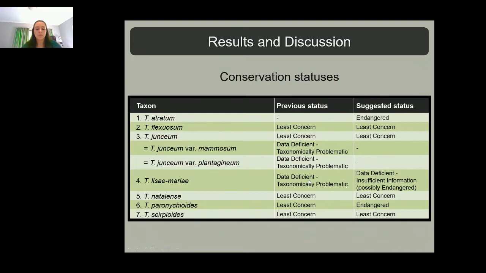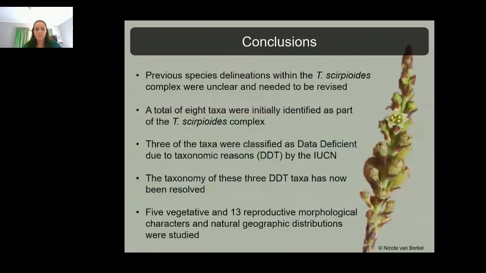However, in the case of Thesium lisa-mariae, we still have insufficient data. So the taxonomy is resolved, but we only know it from 2 or 3 localities and specimens, in fact. So we have very little data on it, but it will probably also be listed as endangered. And then with Thesium paranithioides, this plant, I think, is much less common than previously thought. The majority of the specimens were wrongly identified. So I think it will also be listed as endangered. And this will, of course, be confirmed by the Red List team at SANBI.